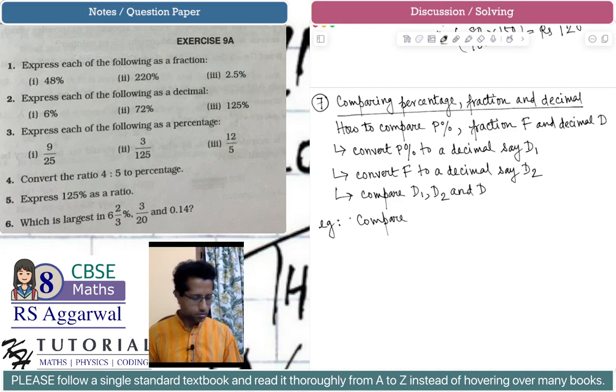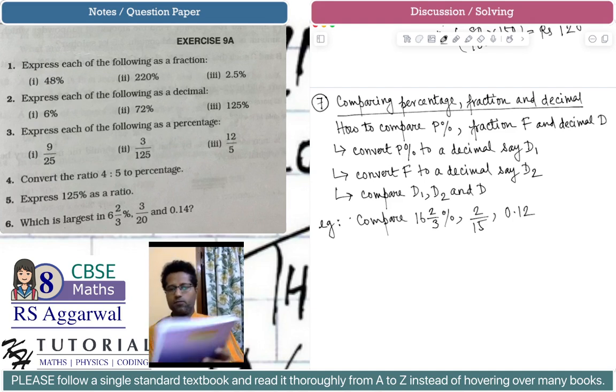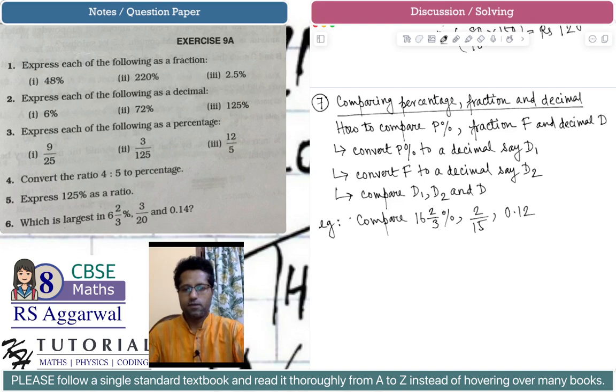Let's say we have to compare 16 and 2 by 3 percentage, the fraction 2 by 15, and the decimal 0.12. So how do we compare? We have to order these three values in ascending order or even descending order. So let's say we want to arrange this in ascending order, that is from smallest to largest. So first we have to convert the percentage and fraction to decimal.